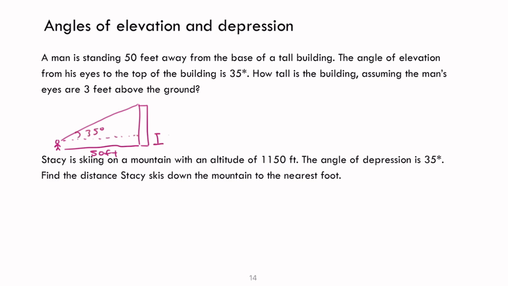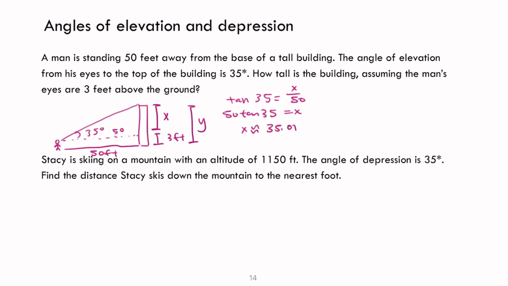And we know that his eyes are 3 feet above the ground. We're going to try to find x, and then we're going to add it to 3 feet to find y. To find x, we're given the 35 degrees, the adjacent side 50, and the opposite side x. So you can just do the tangent of 35 is equal to x over 50. So 50 tangent 35 is equal to x. X is around 35.01. To find y, we can just do 35.01 plus 3, which is 38.01. So the building is around 38.01 feet.